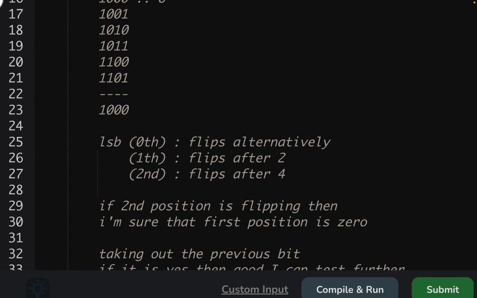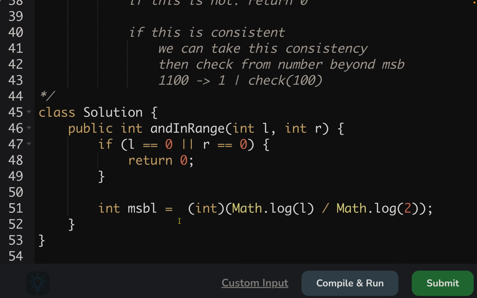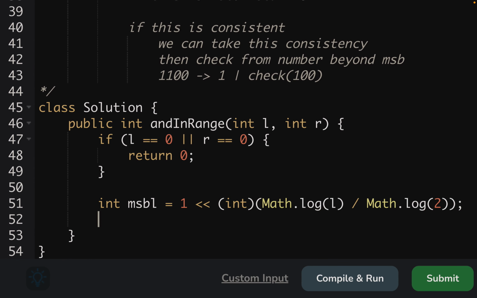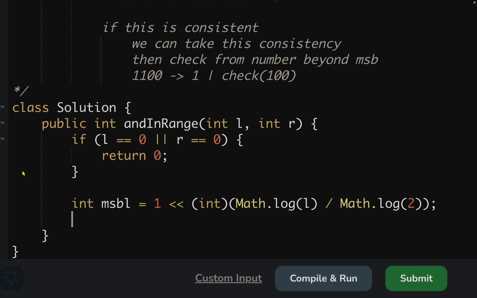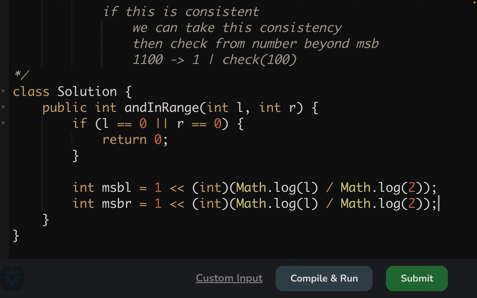Like if the MSB is 8, it's giving me the position, so it would be 0, 1, 2, 3. It would give 3. I don't want that, to be frank. I just want the decimal number. Since now we are clear with the logic, with the decimal number I can operate. So we'll take the MSB of the right as well, same thing. The only difference is I want the right side, not the left.